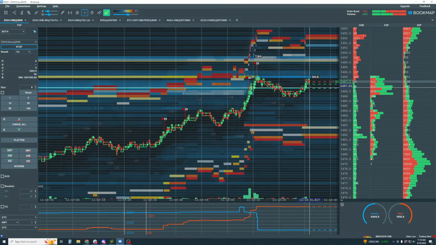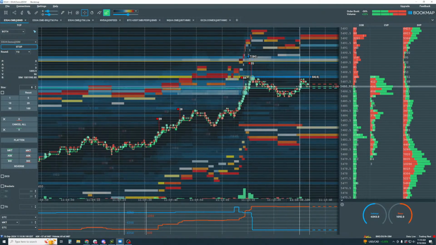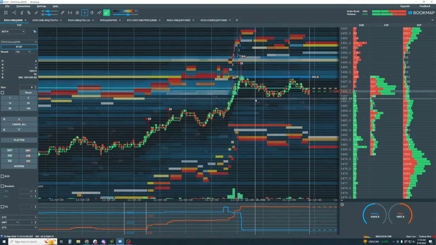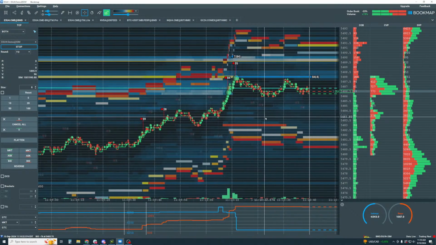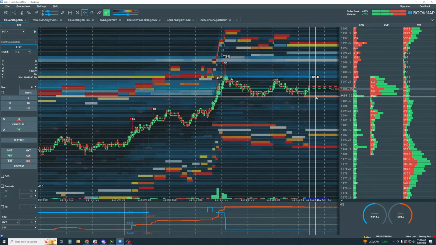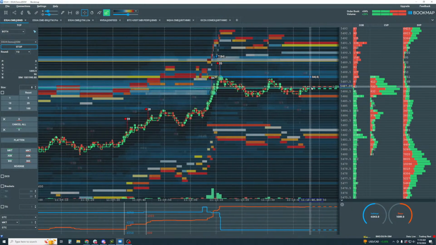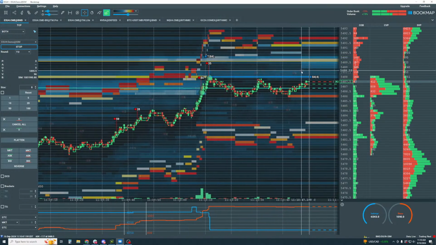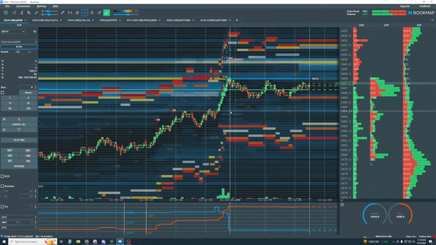There they are, buyers. Now we're looking for continuation, and we're not looking for distribution up here. We're looking for continuation. Okay, so there we have a strong bid. Let's get these buyers in here, and let's see the move back up into maybe our 90 level now.